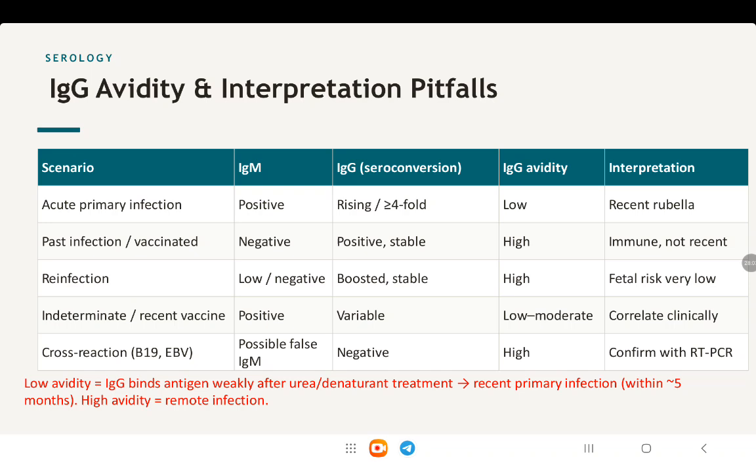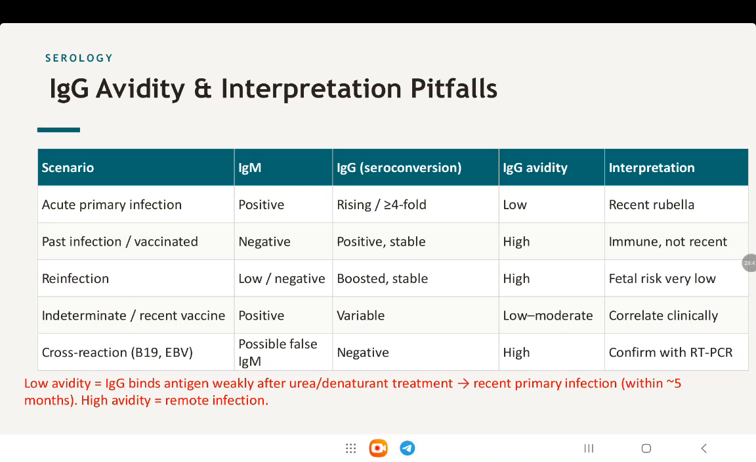So, if we test a pregnant woman's serum and detect that IgM is positive with low avidity IgG, that means it is a primary or recent infection of rubella, which may put the fetus at risk. If a pregnant woman has high avidity IgG, the infection occurred in the past, several months before the pregnancy, so the fetus is usually not at risk.